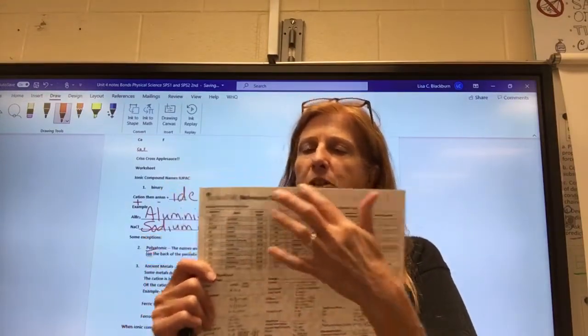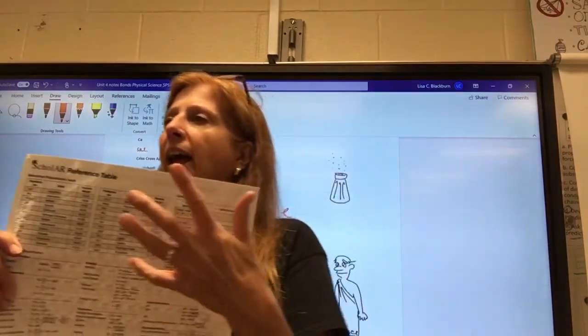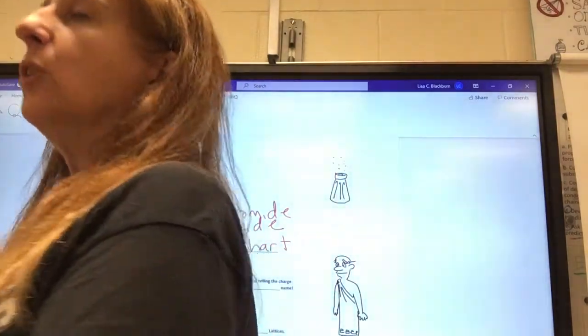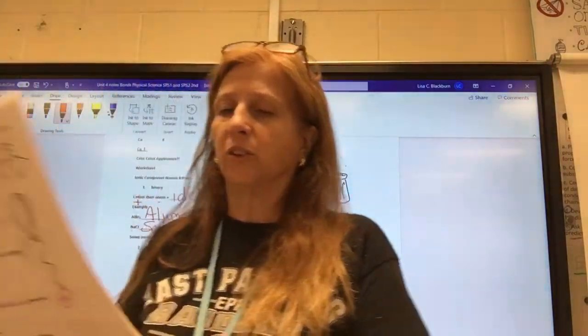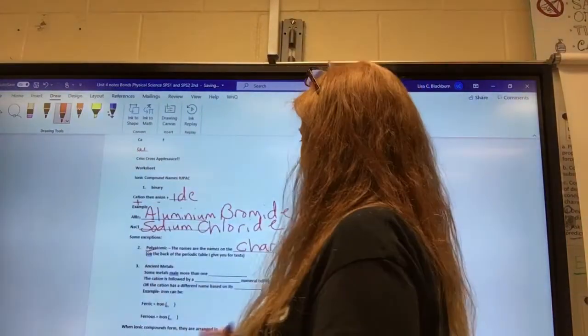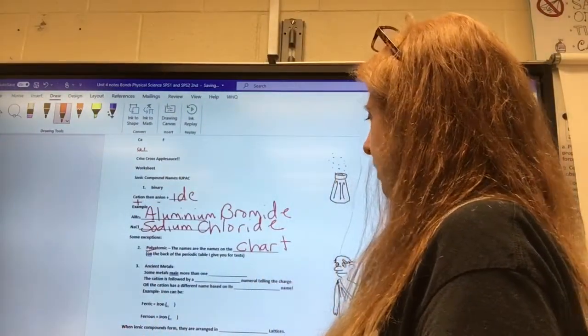So now I just want you to know what this chart was and what it's used for, but you are not going to have to actually use the chart. Yay. Okay. So it's on the periodic table I give you.